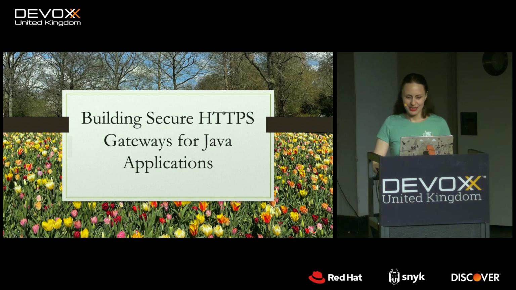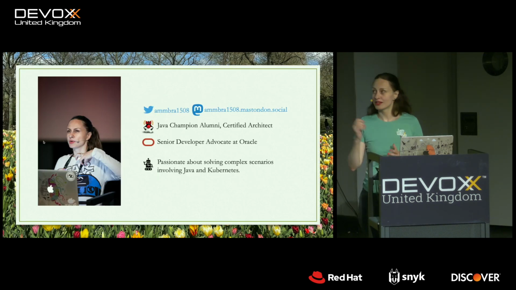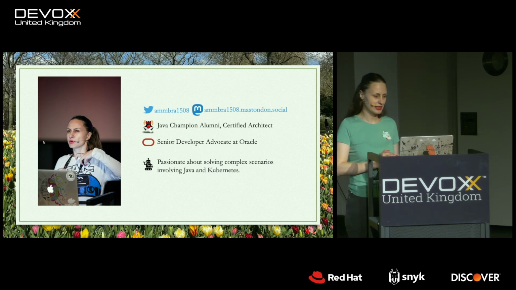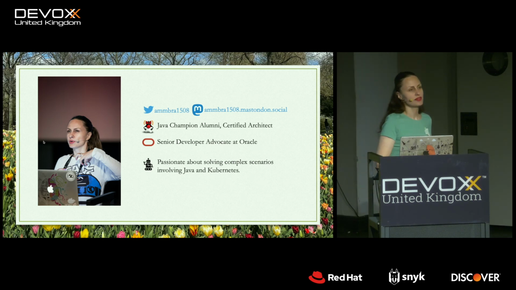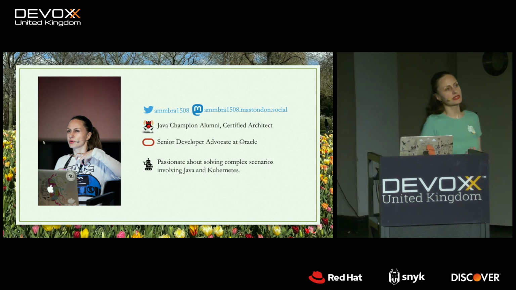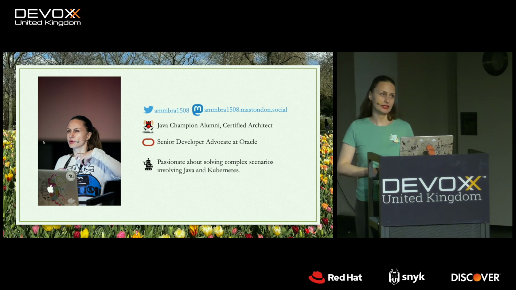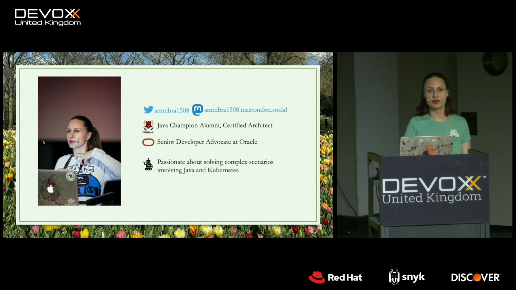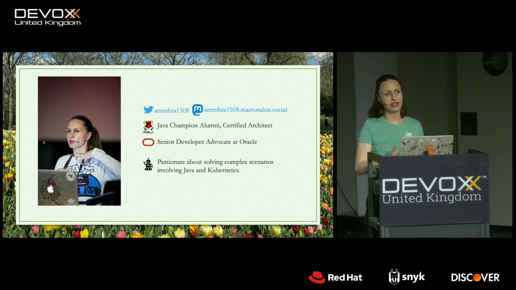here. So first of all, about myself, I'm Anna. I'm currently working as a developer advocate for Oracle. But I am passionate about solving scenarios that are a little bit more complex, that involve Java, frameworks in general, and Kubernetes. Today's talk is going to combine the both. And we're going to see how we can use HTTPS and some security practices at application and Kubernetes level.